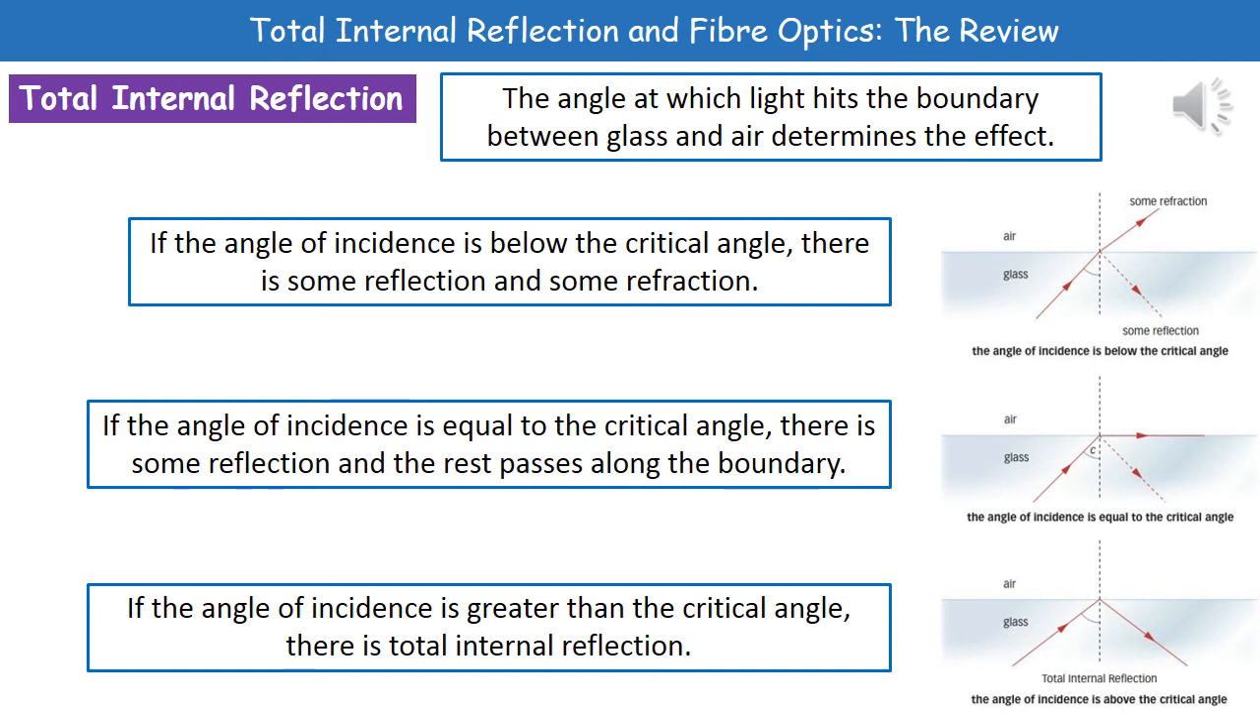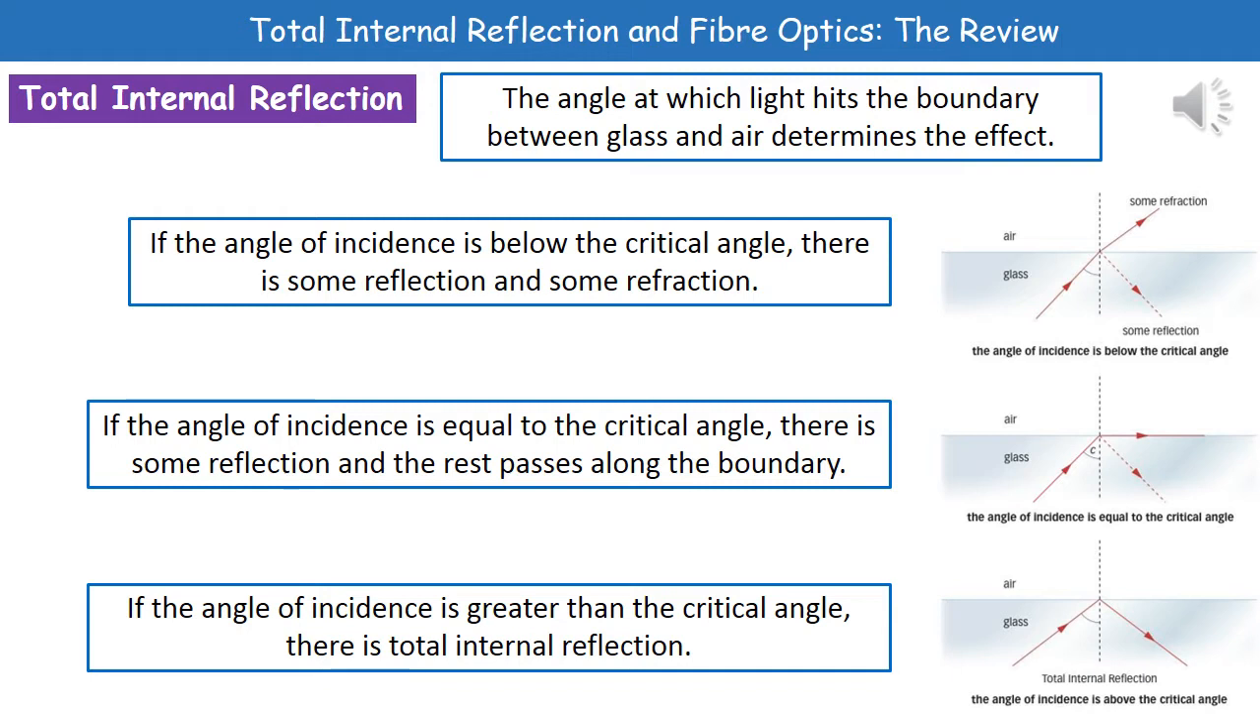Welcome to our review on total internal reflection and fibre optics. So what we need to understand here is that the angle at which light hits a boundary is going to determine what effect we see. On the right-hand side there are three different diagrams, so we'll have a look at each one in turn and understand what's happening in each case.